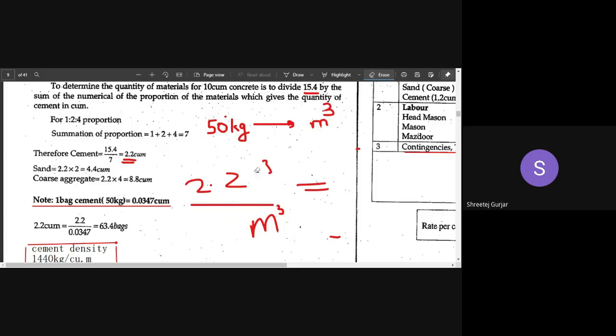What do I have to do? Can you tell me what you have to do for that? How can we convert mass to volume? This is mass, right? This is kg, and this is volume, meter cube. Any idea? Sir, 1 meter cube is equal to 1000 kg. 1 meter cube is equal to 1000 kg.